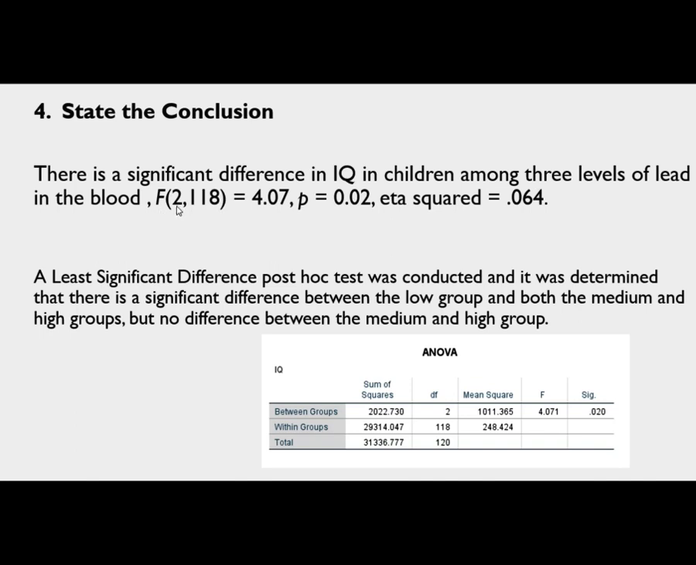So we say the F of the degrees of freedom of the numerator, 2, right, over the degrees of freedom of the denominator, 118, is equal to 4.07, which I get from right here. P is equal to 0.02, which I get right here. And then eta squared is what I calculated, 0.064. And then I say a least significant difference post hoc test was conducted, and it was determined that there is a significant difference between the low group and both the medium and high groups, but no difference between the medium and high group.